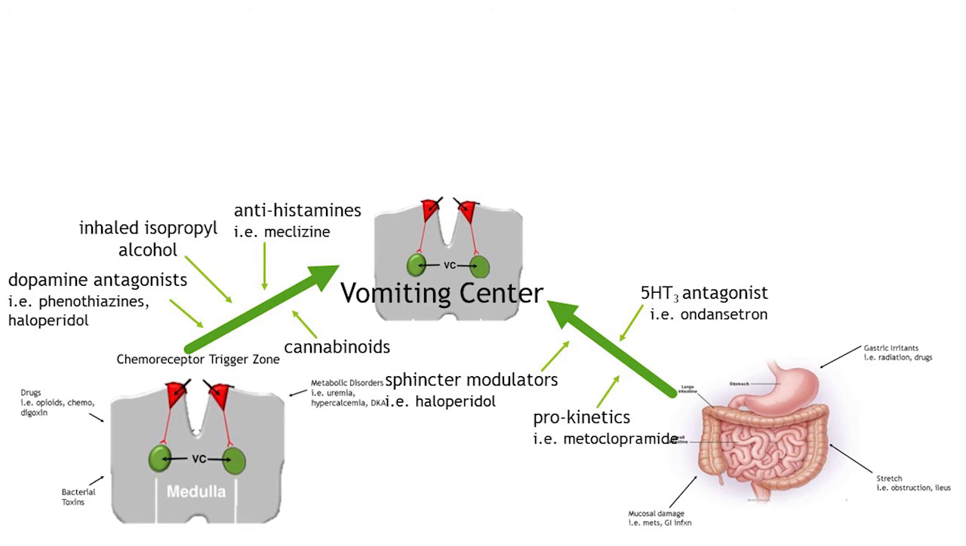So an additional mechanism is that the gut does have some effect on the chemoreceptor trigger zone, and this is just to point out that you're probably going to be giving them serotonin antagonists in the form of Zofran to directly stop the effect to the vomiting center, but it also does stop some of the effect from the gut to the chemoreceptor trigger zone.